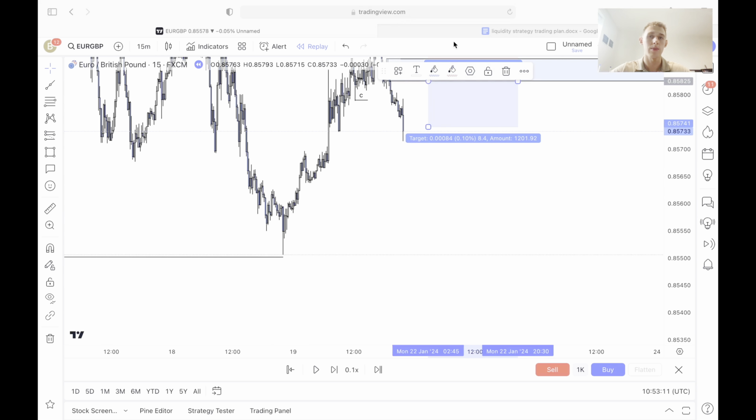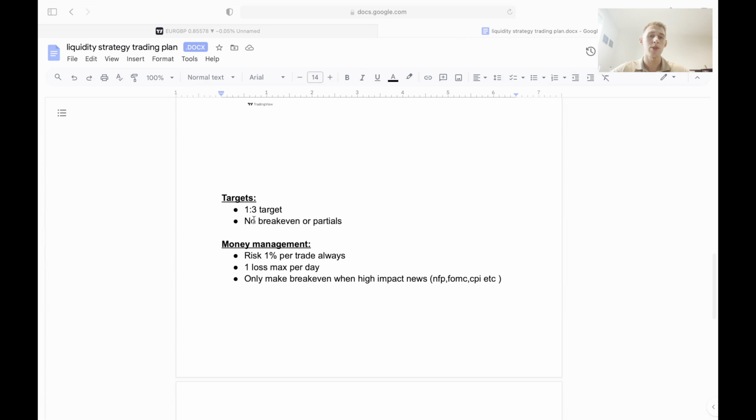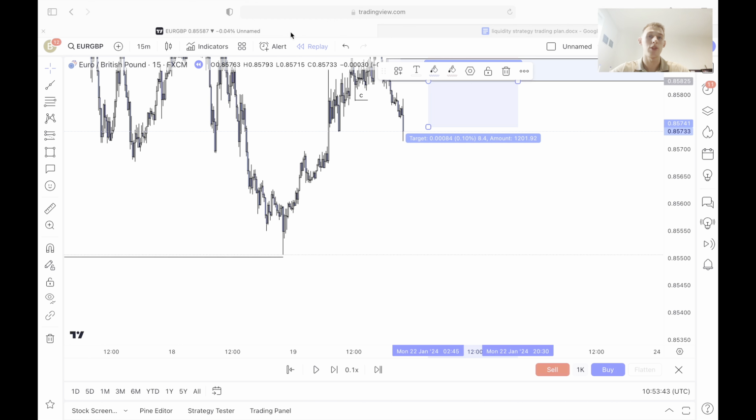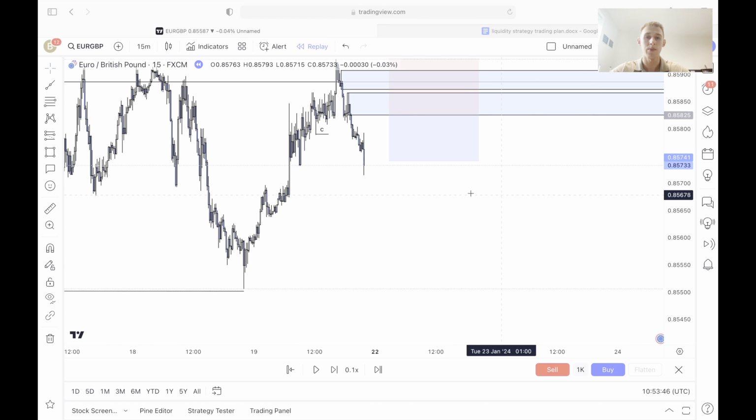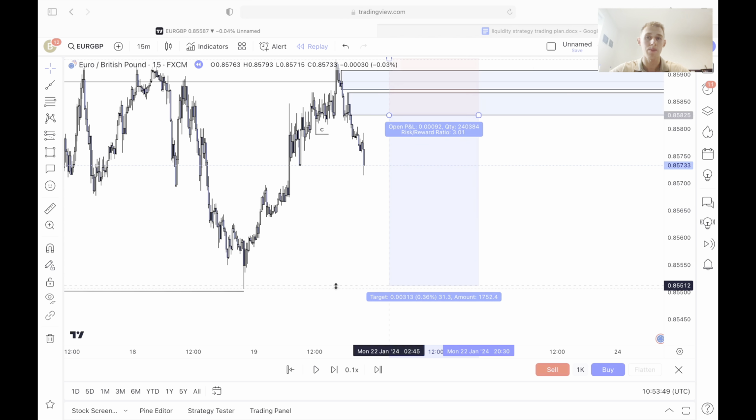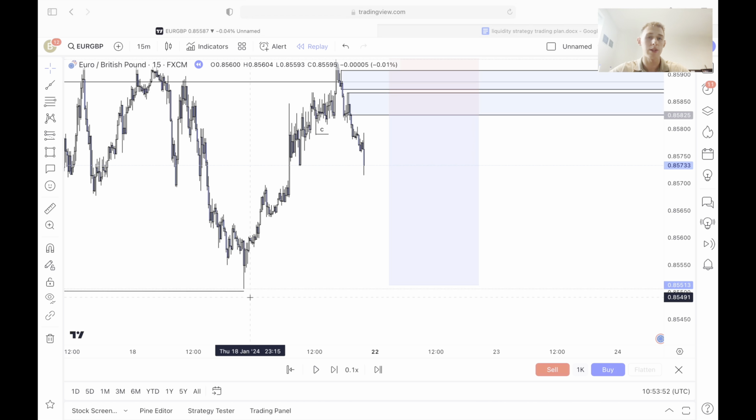And for targets, we go over to the trading plan. 1 to 3 target, no break even or partials. I'm going to add here actually, except during high impact news. So let's say you're in a trade when NFP or FOMC comes out, any high impact news event, then I would make the trade break even in this case, since I don't want price to cause a lot of slippage and for us to lose 2 or 3% when we would only be risking 1%. So we just drag this down to 3% target, which aligns very nicely with this previous low.